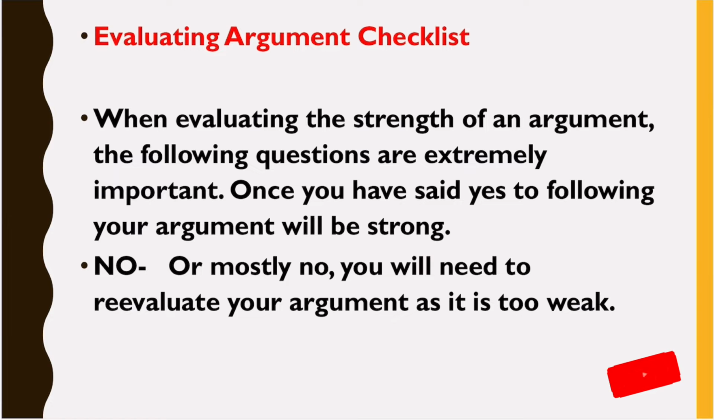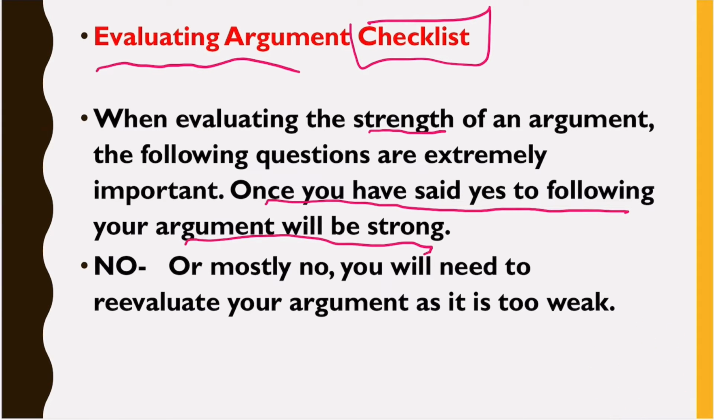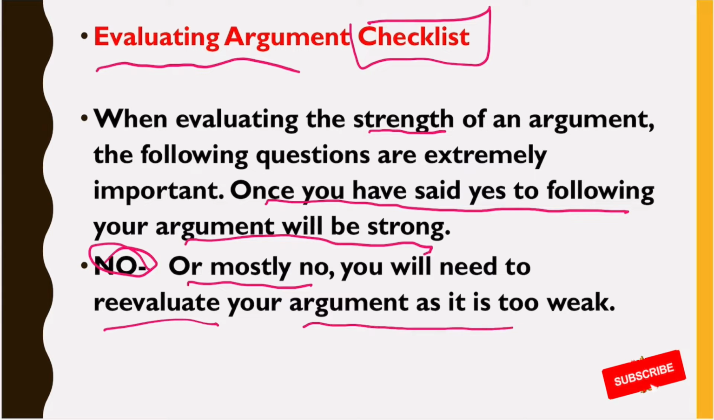So when you're evaluating your argument, a checklist is extremely important. It says when evaluating the strength of an argument, the following questions are extremely important. Once you have said yes to the following, your argument will be strong. If in the event you said no, or you checked most of the boxes to be no, then you'll need to reevaluate your argument as it is too weak for your claim to be the one that comes out on top.